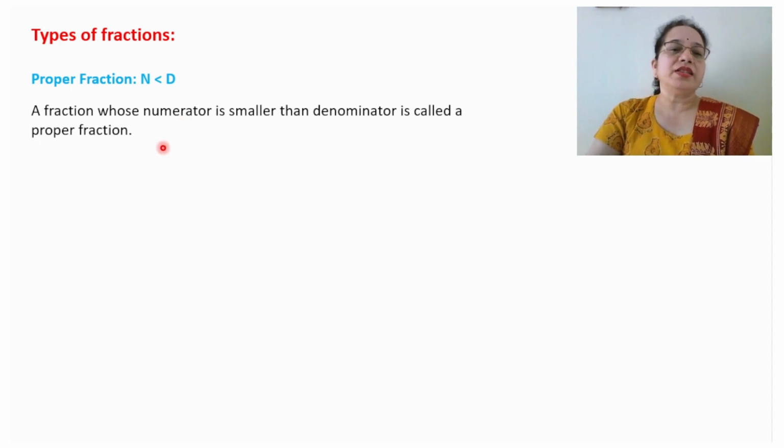You can take any example by your own where numerator is smaller, 2 by 3, 5 by 7, 3 by 9. So this is your choice. You can write examples by your own.